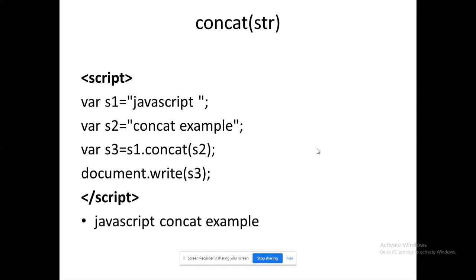Concat is used to combine two strings. We have S1 and S2. I am concatenating S2 with S1 and storing it in S3. Ultimately it will display the combination of these two strings. JavaScript concat example: concatenation is nothing but combining two strings.